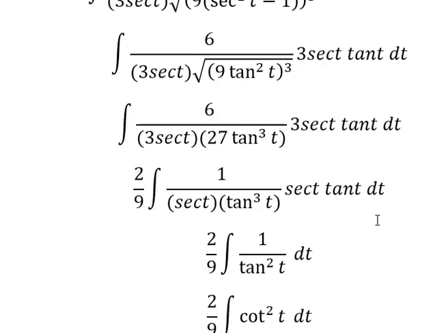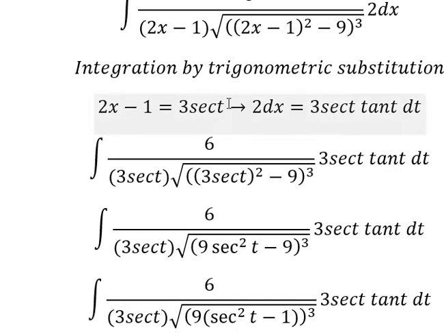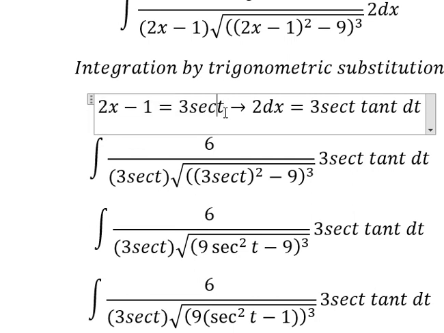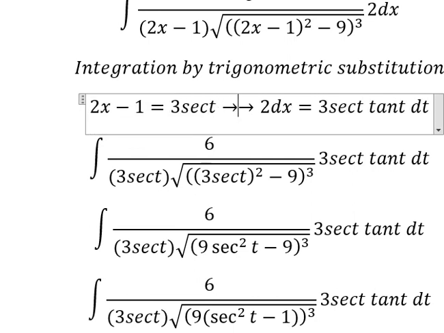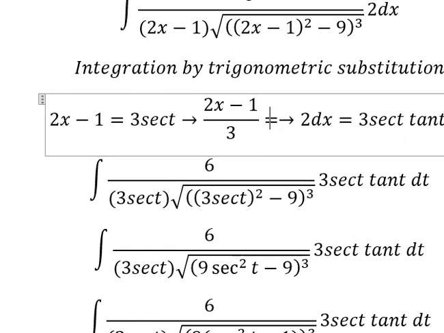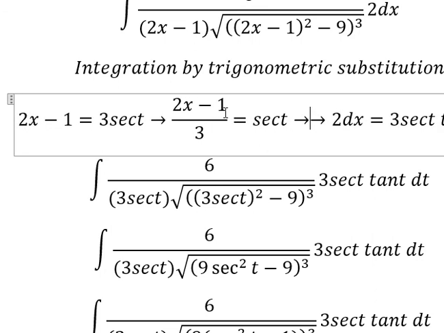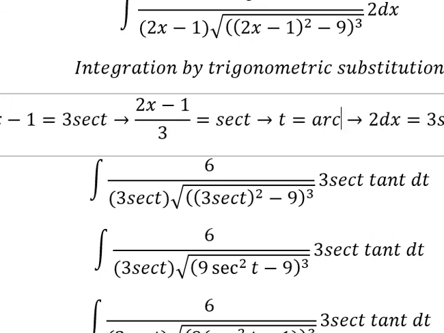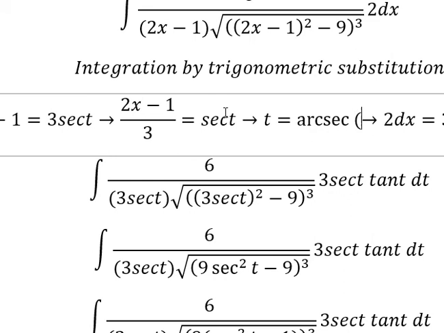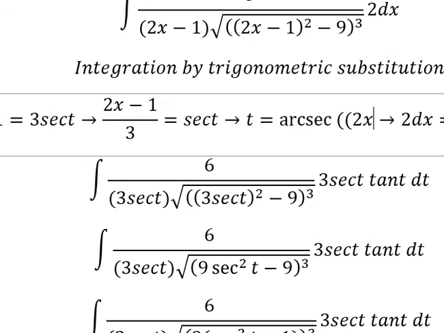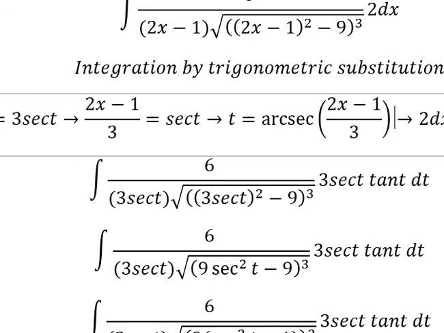About t that is about this one, so we divide both sides by 3. And now we can find the value of t. So I will put this one to change for t.